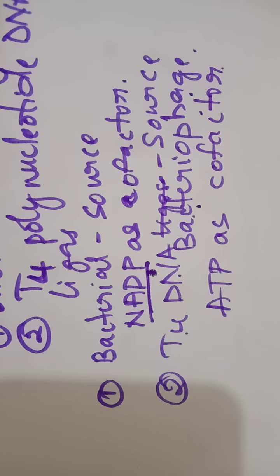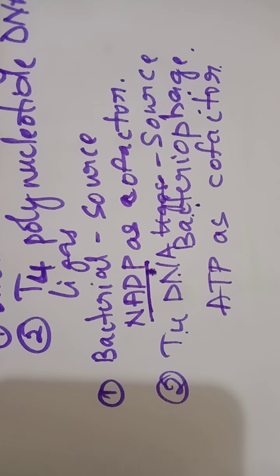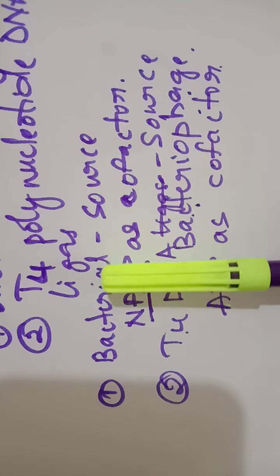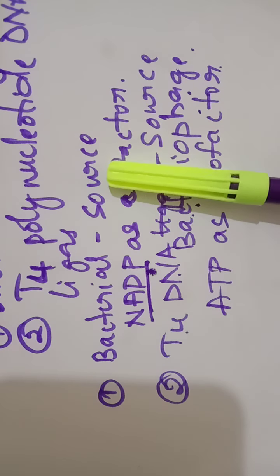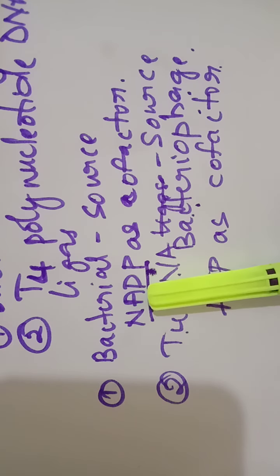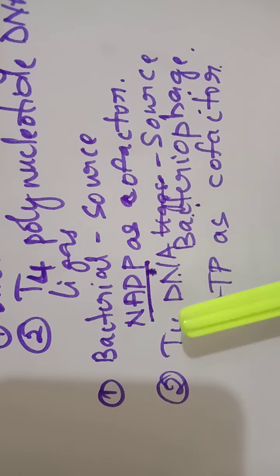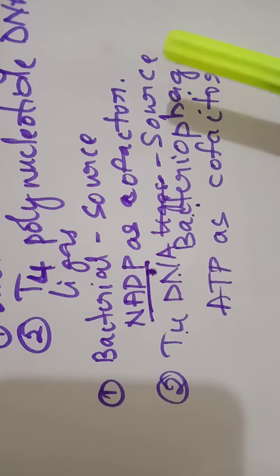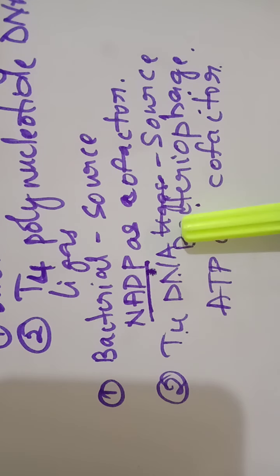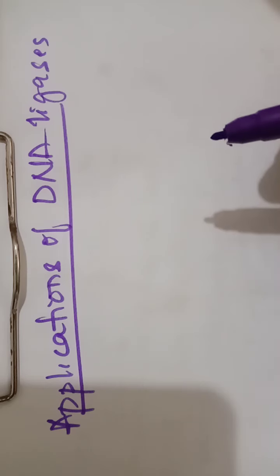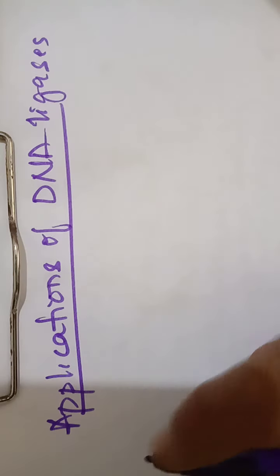There are two types of DNA ligase, bacterial DNA ligase and T4 polynucleotide DNA ligase, also known directly as T4 DNA ligase. Bacterial DNA ligase is isolated from bacteria, so the source of the bacterial DNA ligase is bacteria and it uses NADP as the cofactor. Whereas the source of T4 DNA ligase is the T4 bacteriophage and it uses ATP as cofactor.